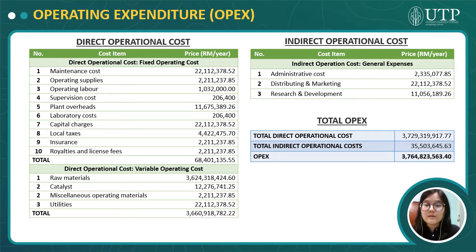Apart from that, the indirect operating cost for general expenses in our plant comprises the administrative cost, distribution and marketing, as well as research and development, which give a total of 35 million ringgit per year. Therefore, by adding the total direct and indirect operational cost, the OPEX of our plant will be approximately 3.8 billion ringgit per year.